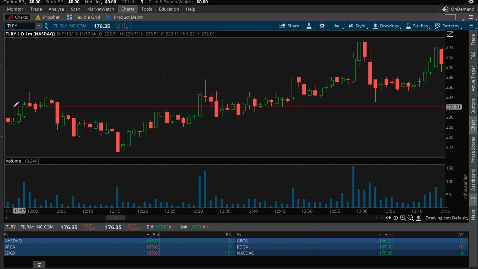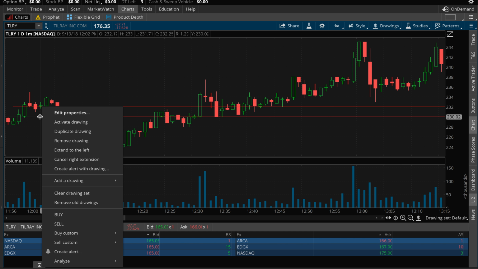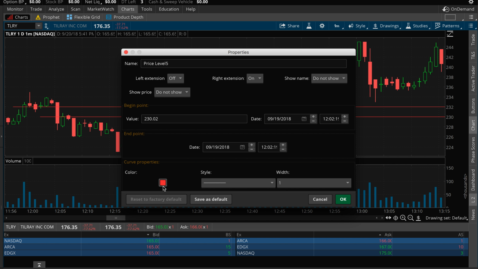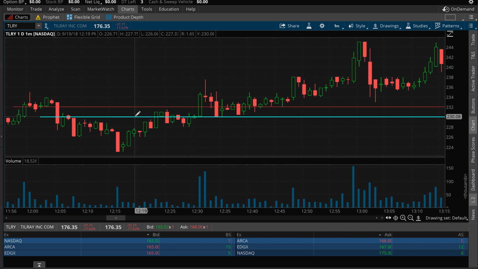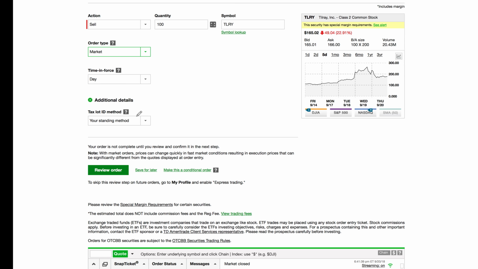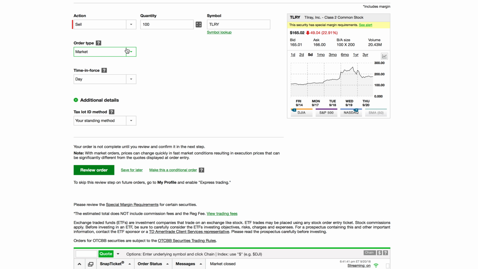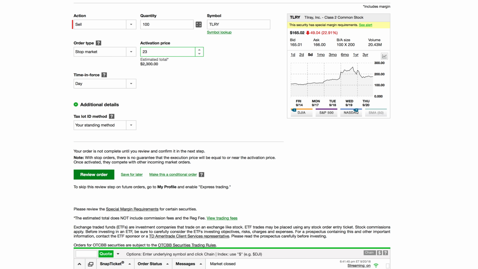We'll say you picked them up at $232, okay? And you want to set up a stop loss at $230 down here. We'll just change these colors to make it easy. So you want to sell if the price gets to this. So you'll go to sell 100 TLRY, stop on market, and you type in 230.